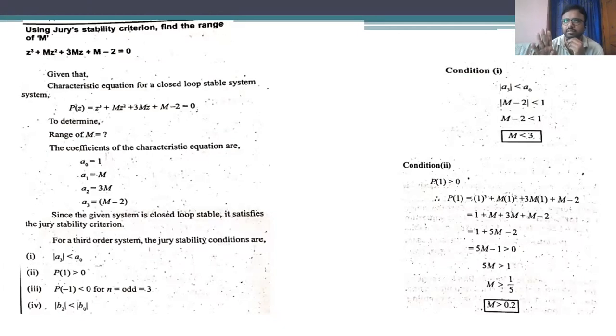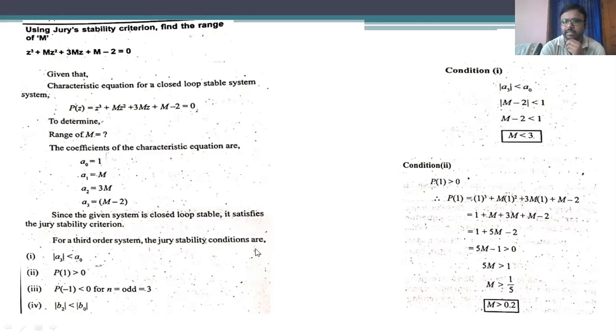The first condition is P of 1 should be greater than 0, and P of minus 1 is less than 0, and modulus of A3 should be less than A0, and modulus of B2 should be greater than modulus of B0. So these are the conditions to be satisfied.